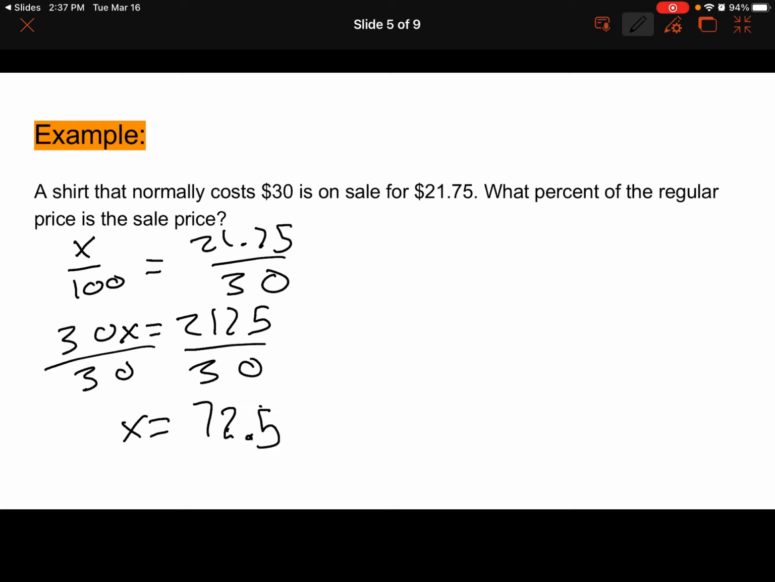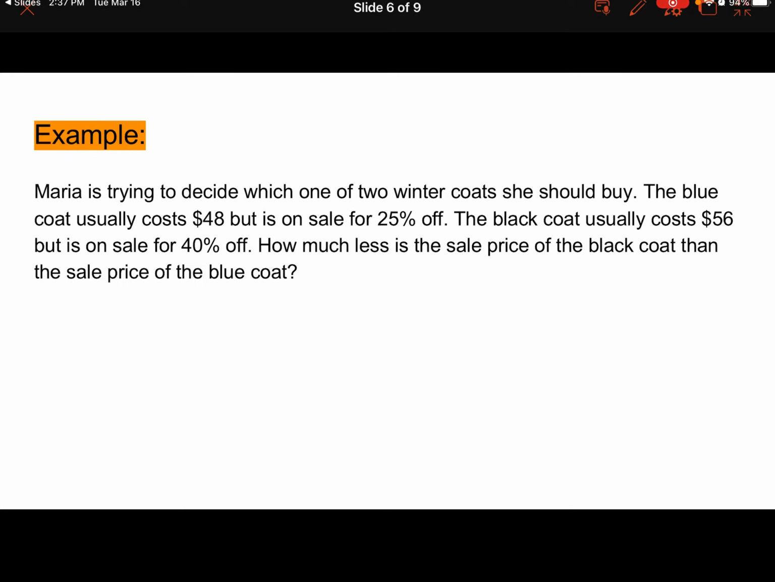So what percent of the regular price is the sales price? It is 72.5%. All right, next question.